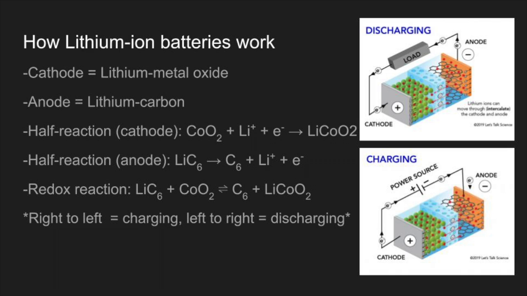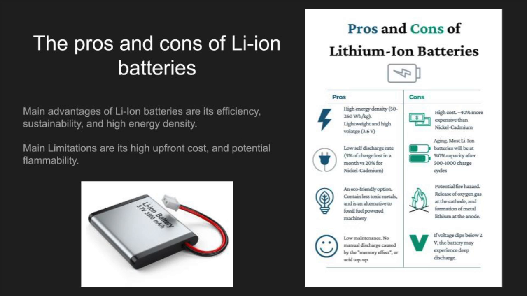Because lithium-ion batteries are rechargeable, this reaction occurs both from left to right and vice versa. If read from right to left, then the battery is charging, and if read the other way, from left to right, the battery is discharging. Here I've created a table that goes over the pros and cons of lithium-ion batteries. Starting with the advantages, we have high energy density, which we've already discussed. Next, there's a low self-discharge rate.